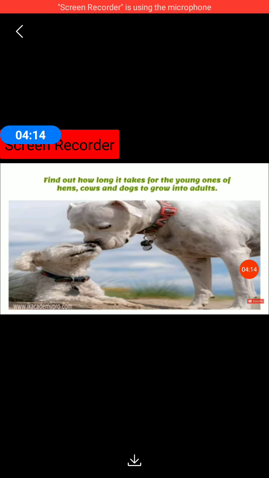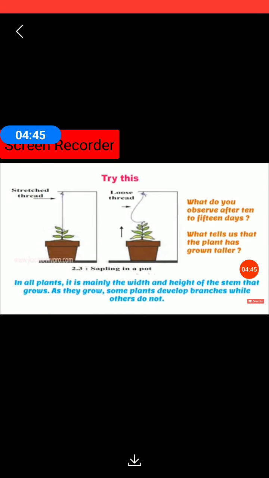Also you can find out how long it takes for the young ones of dogs to grow into adults. A dog gives birth to whom? To puppies. Now how long does it take to grow into an adult, that you can find out. So you can compare all these animals. You can also take the example of a cat. Even you can take the example of a rabbit. So with all these examples, just find out how long it takes to grow into an adult one. Now students, we will do this activity.